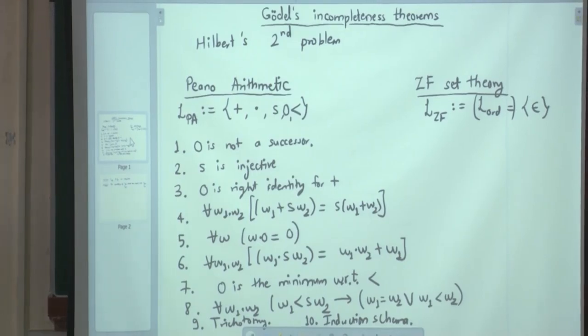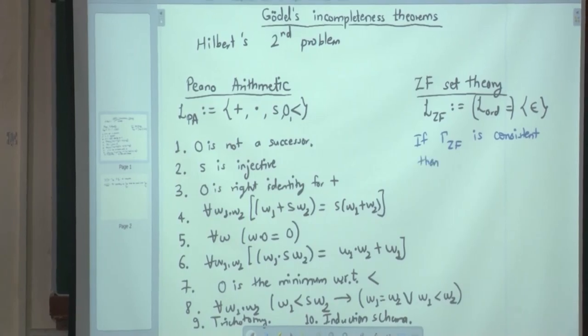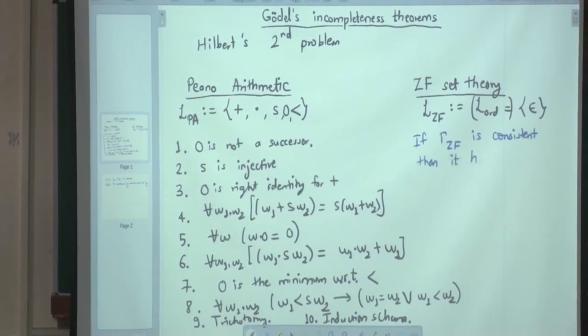if at all a model exists, if it is consistent, then by the completeness theorem, a model must exist. Let me write this. If Gamma ZF is consistent, and we do not yet know how to prove that, if Gamma ZF is consistent, then it has a model.